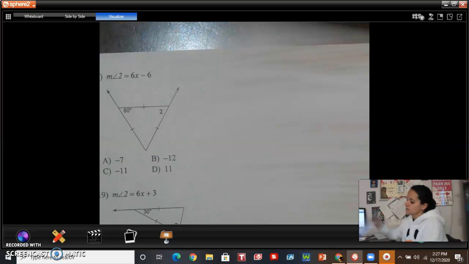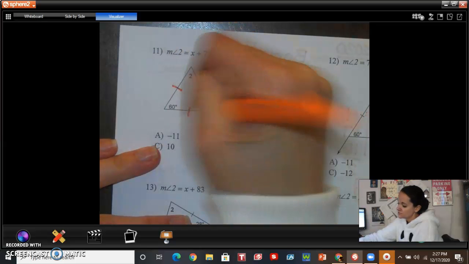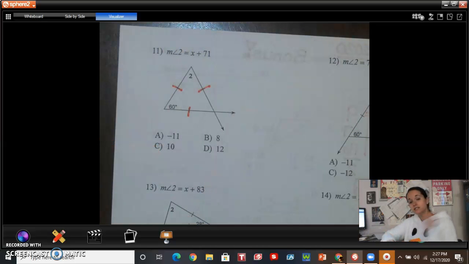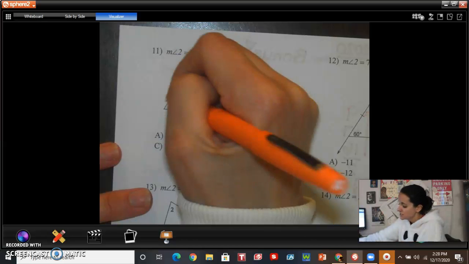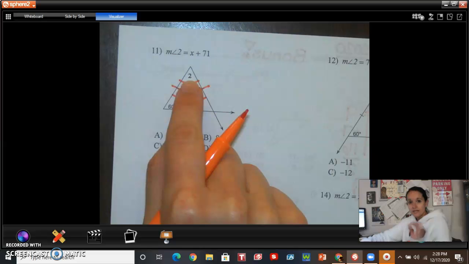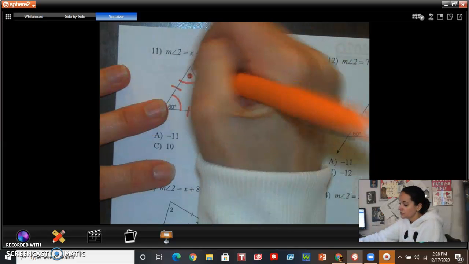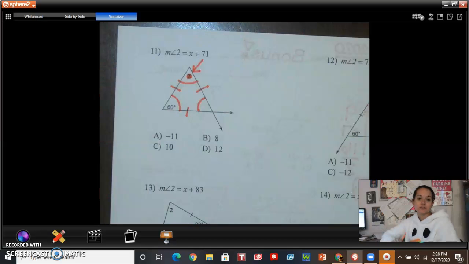All right. Next, we're going to look at number 11. So number 11, the first thing I notice is that we have 3 equal sides. Well, if we have 3 equal sides, then we have 3 equal angles. That means all of these are the same. Now, what I like to go ahead and do is, even though this is angle 2, I'm going to mark it out, and I'm going to go, okay, angle 2 is x plus 71.